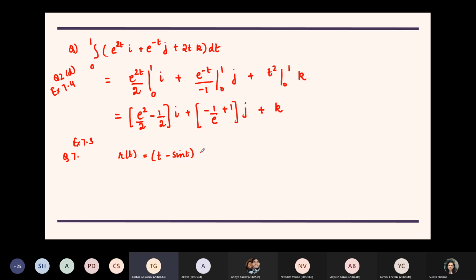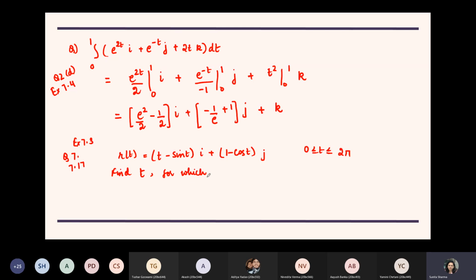Can you tell the page number? Page number is 7.17. t is between 0 to 2 pi, and your position vector is given at any point t in this format, and you have to find the time. So you have to find t for which your velocity and acceleration are orthogonal.